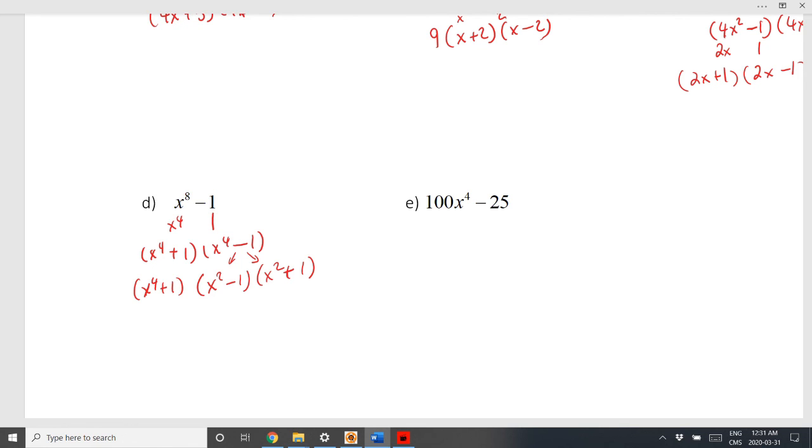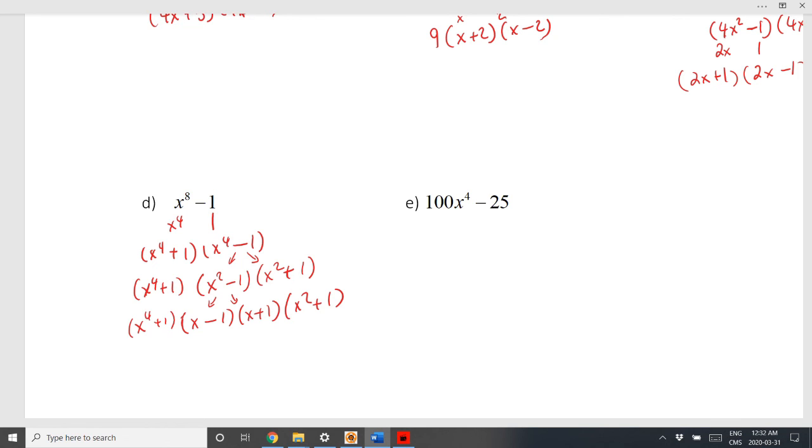Now, we still have a difference of squares. So we have to do it even one more time right on this term here. So these ones will stay the same. This one can break down into two more terms. We're going to get the square root of x squared, which is x, and then we'll get x minus 1, x plus 1, x squared plus 1. We're just going to bring that one down. And that's how you would actually solve this. And then you can't factor that anymore.